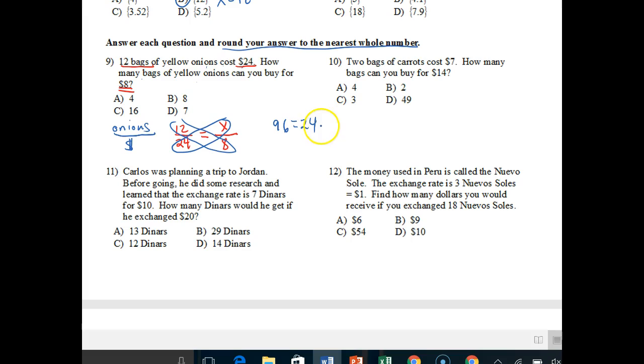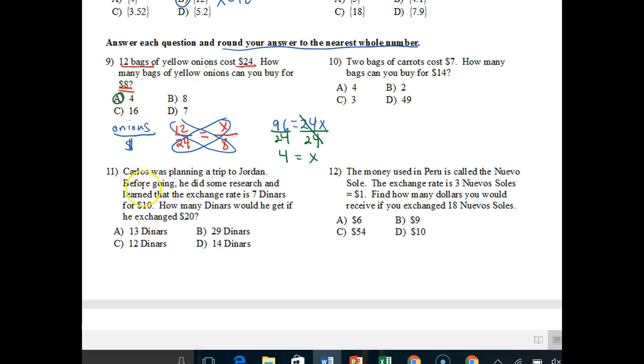And when I divide, I'll divide everything by 24. These cancel out because they equal 1, so x is equal to 4. So I can buy 4 bags of onions with $8. And it makes sense that I could buy less bags of onions with less money, right?